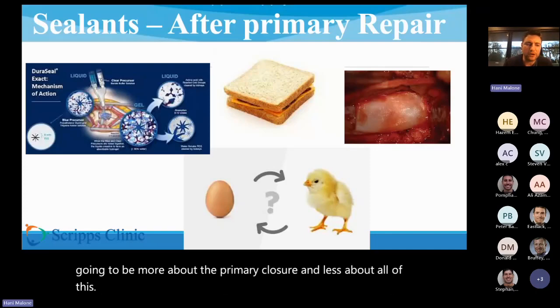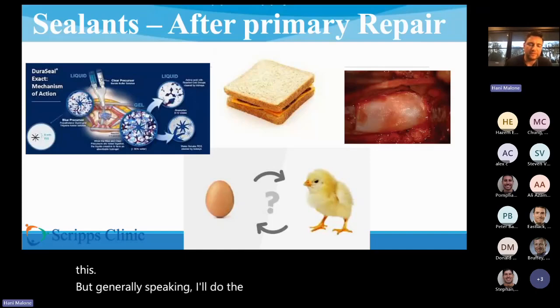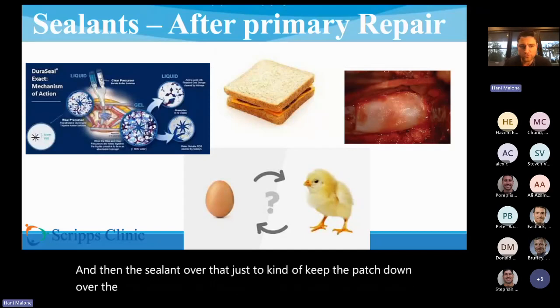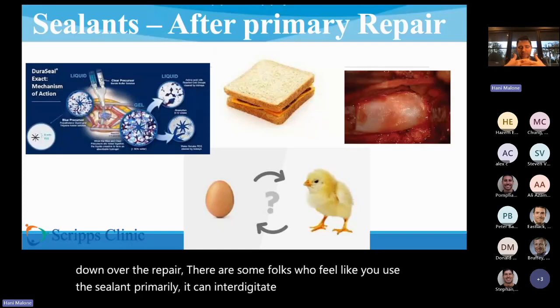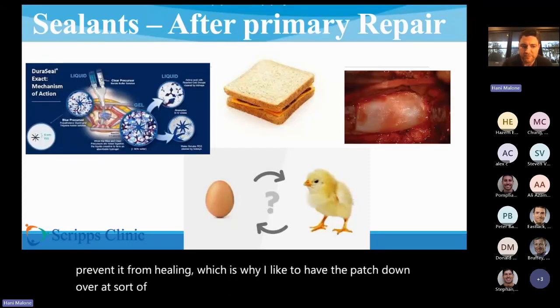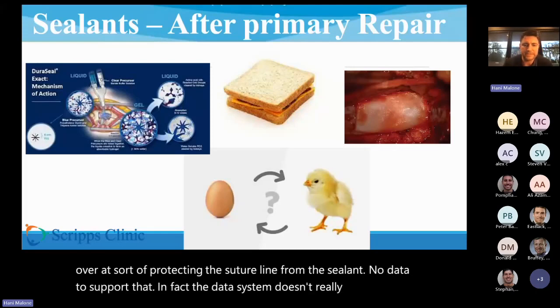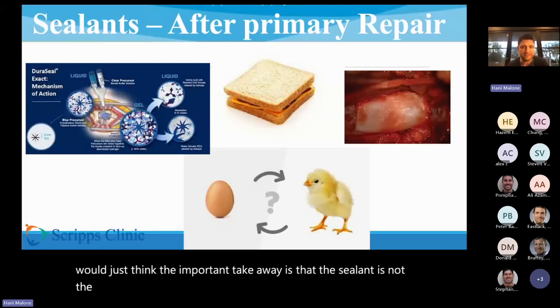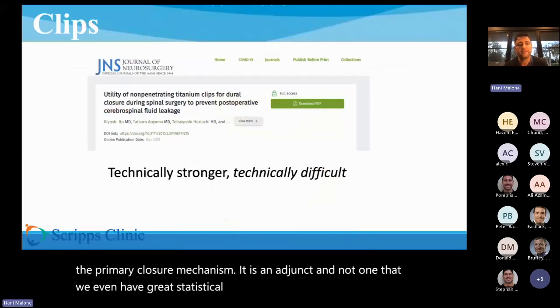But generally speaking, I'll do the repair, the patch, and then the sealant over that, just to keep the patch down over the repair. There are some folks who feel like if you use the sealant primarily, it can interdigitate with the suture line and prevent it from healing, which is why I like to have the patch down, protecting the suture line from the sealant. No data to support that. In fact, the data says it doesn't really matter. But I would just think the important takeaway is that the sealant is not the primary closure mechanism. It is an adjunct and not one that we even have great statistical significance behind.